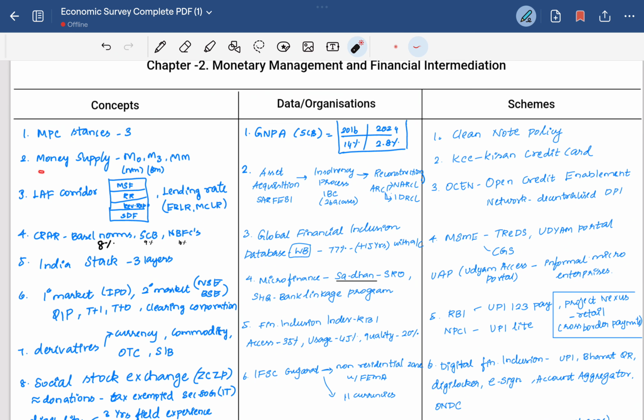Then the money supply instruments like M0, M1, M2, M3, and the money multiplier. M0 is basically called the narrow money, and M3 is called the broad money. The money multiplier is the broad money divided by the narrow money, which tells how much the money is multiplied for a particular M0.